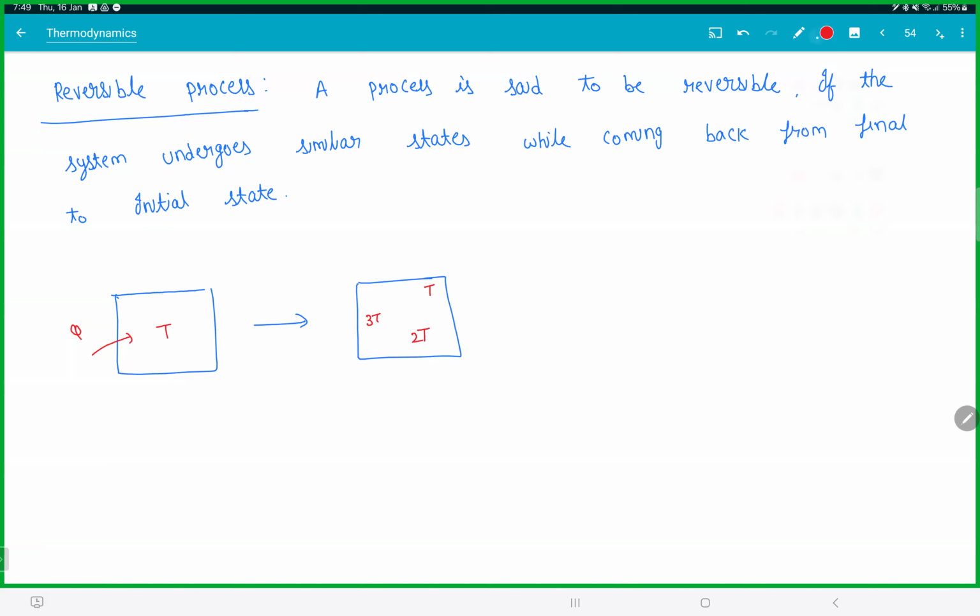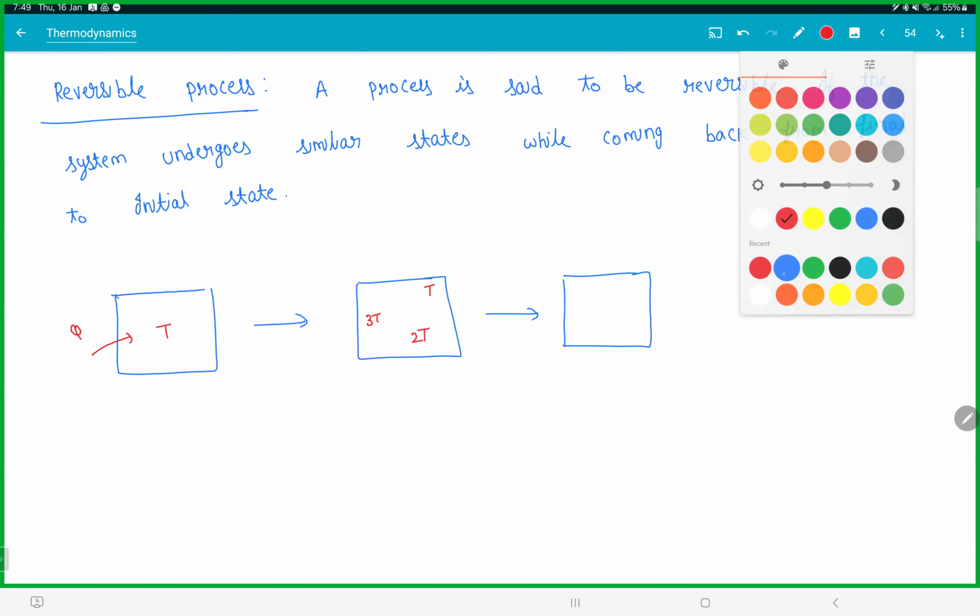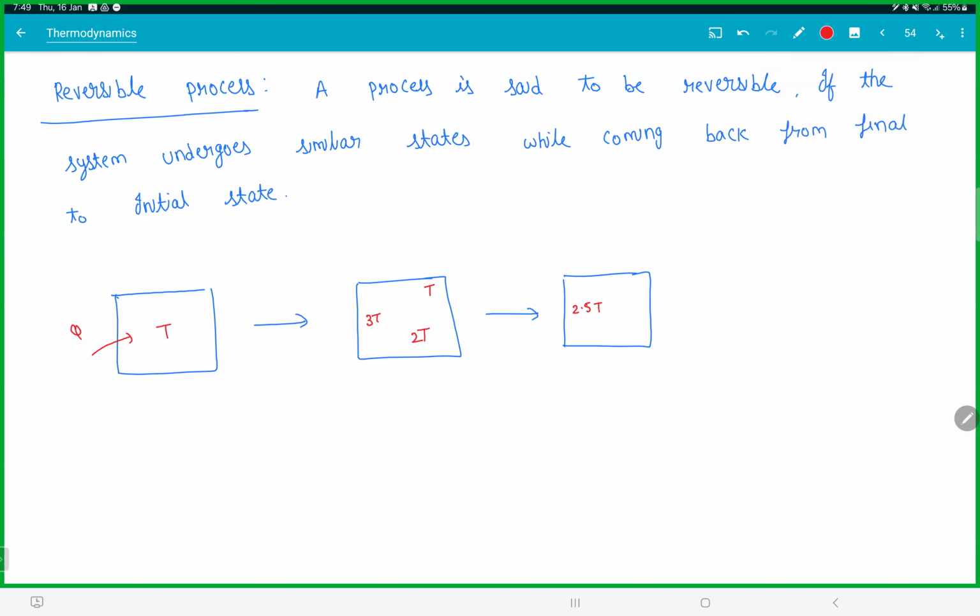Then as time passes, maybe this will be 2.5T, right? Maybe this is 1.5T and maybe this is 2T. And eventually the whole compartment becomes 2T. You getting what is happening? Now in this process, temperature is undefined. Pressure is also undefined. Because see, the whole thing is in a non-steady state. It has not reached equilibrium.